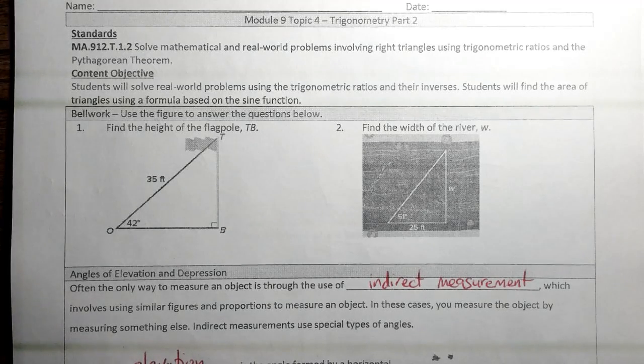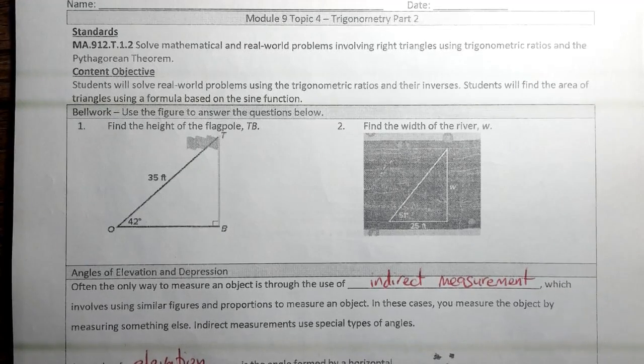Objective for this particular topic, you are going to solve real-world problems using trigonometric ratios and their inverses. You're going to find the area of triangles using a formula based on the sine function. Okay, well, we'll see. I don't know about that one. But anyway. All right, bell work.